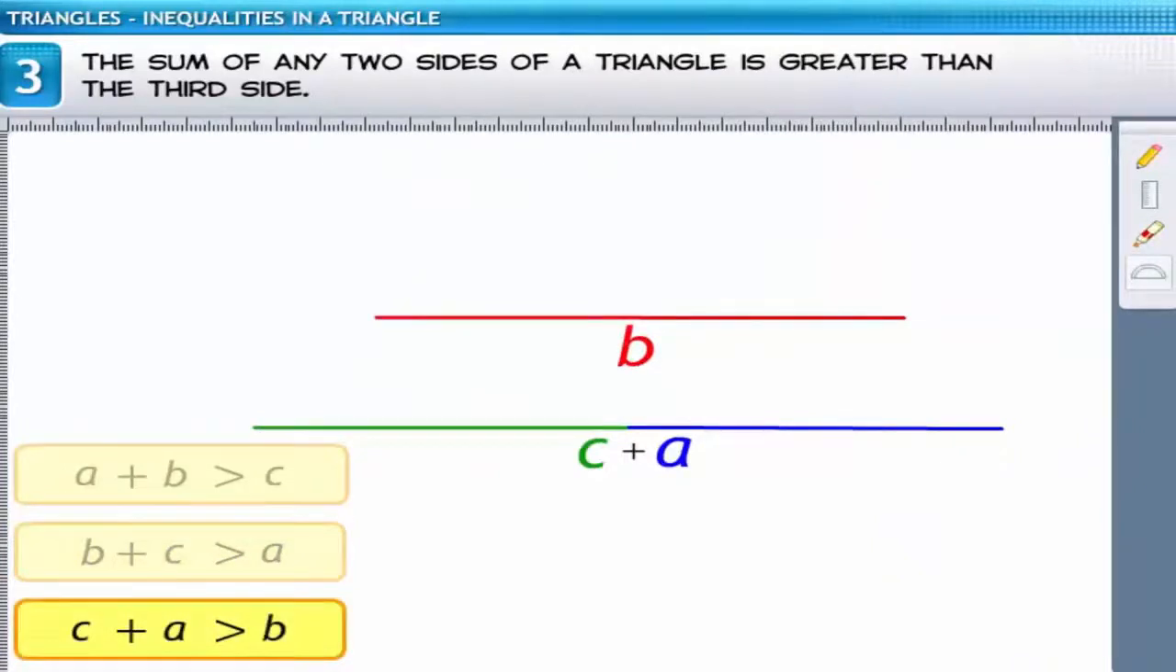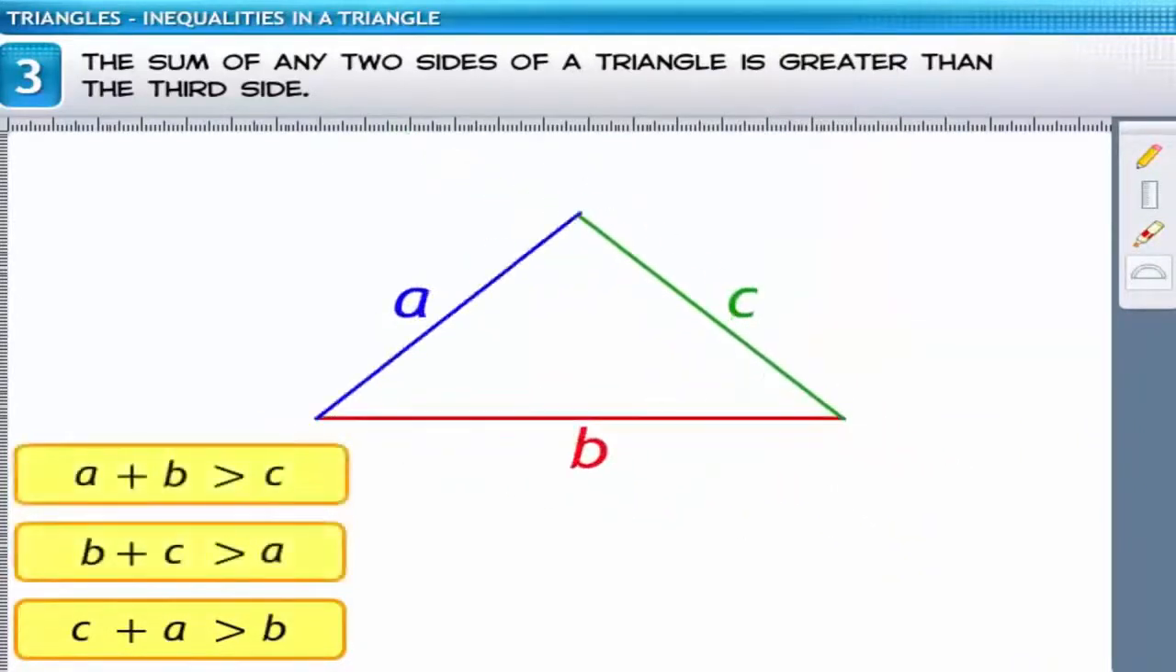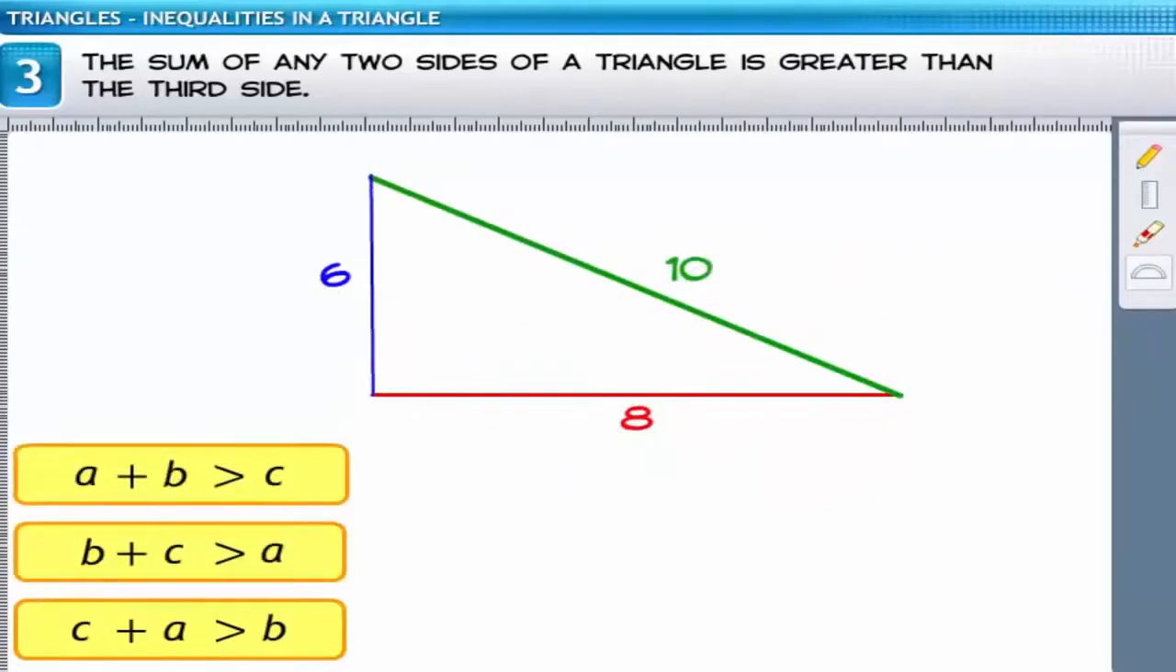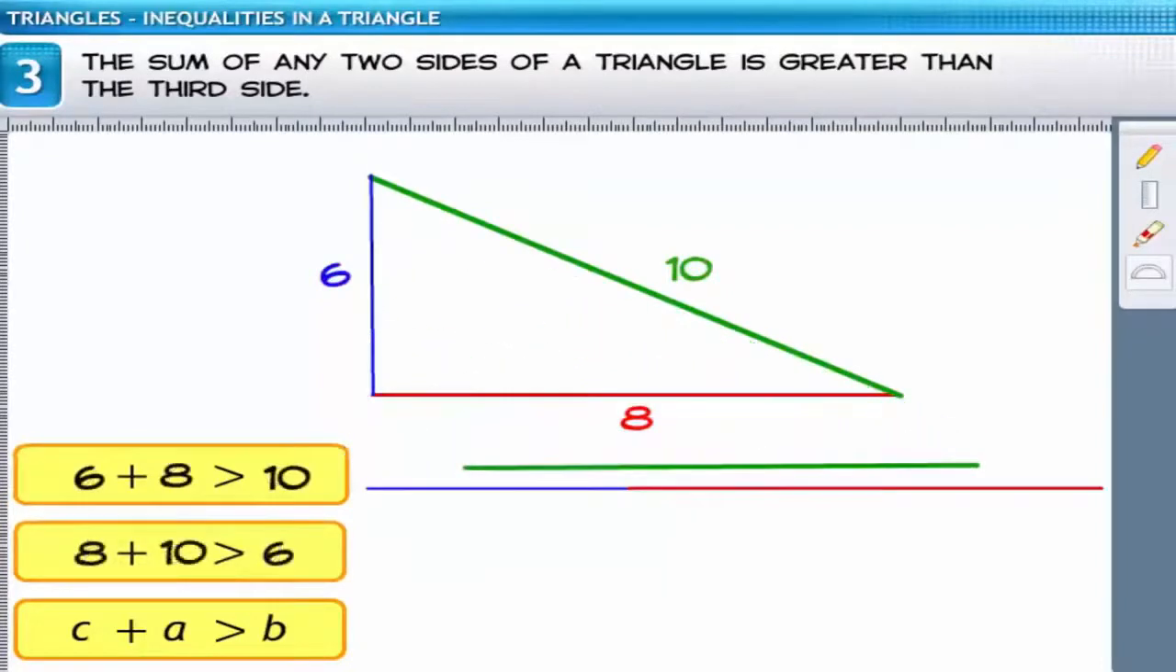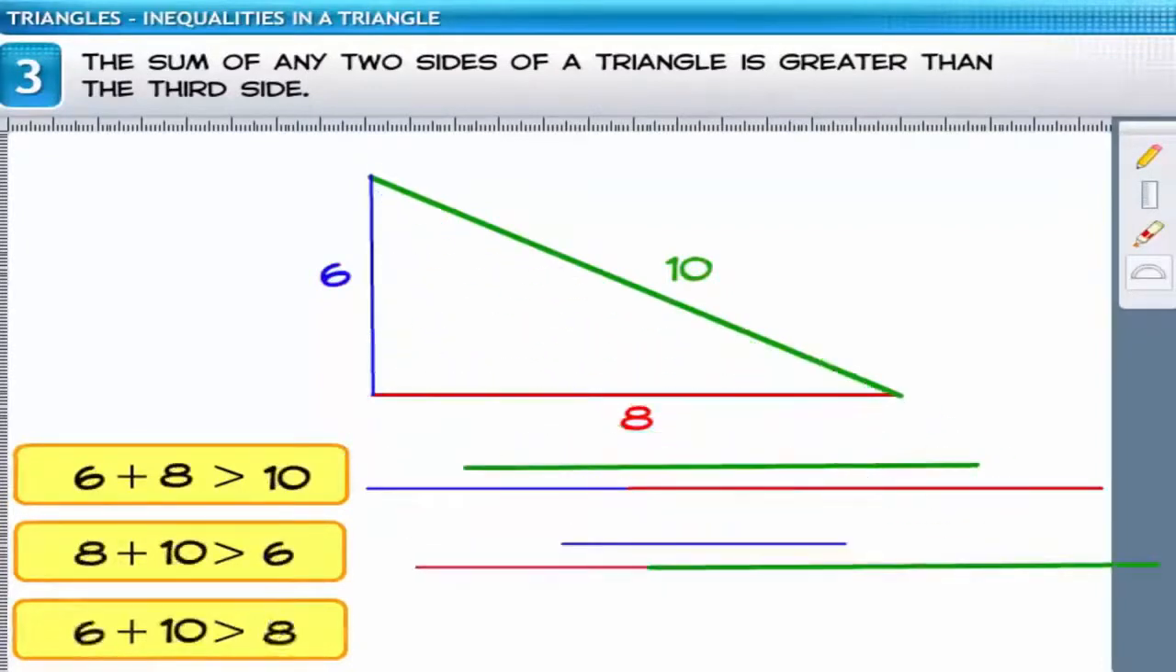let's verify this through an activity. We will use the same example we have used for the other theorems. Let's substitute the sides A, B and C with 6, 8 and 10 respectively. If we consider two sticks at a time and add their lengths, we observe the following.